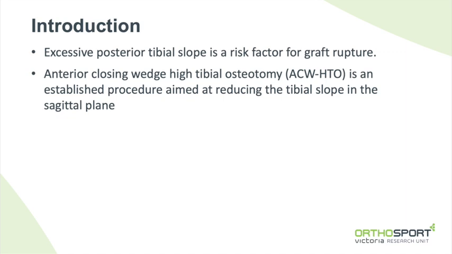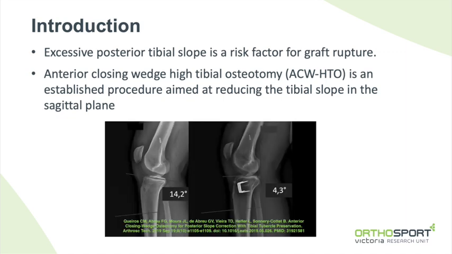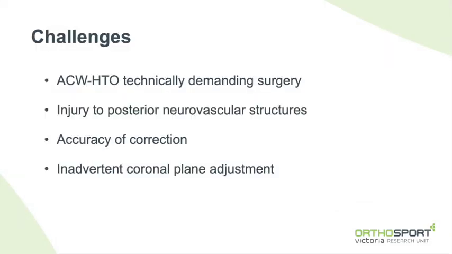Excessive posterior tibial slope is a risk factor for ACL graft rupture. Anterior closing wedge osteotomy aims to reduce the tibial slope and has a role in ACL revision surgery. It is technically demanding and varying techniques are described. Key challenges include injury to structures, accuracy, and inadvertent coronal plane adjustment.